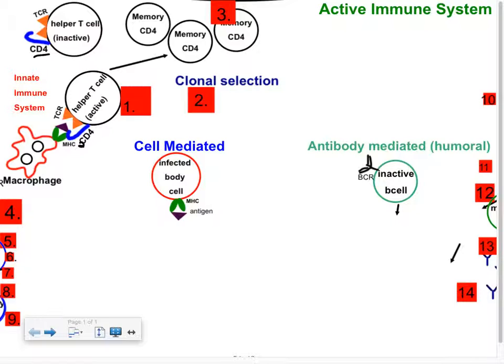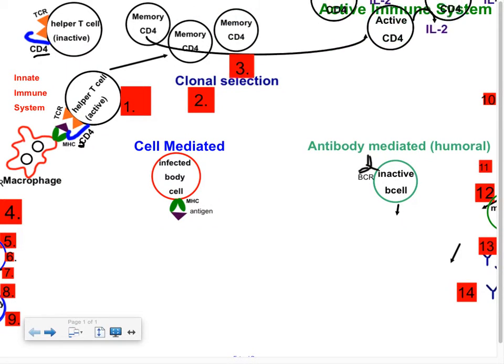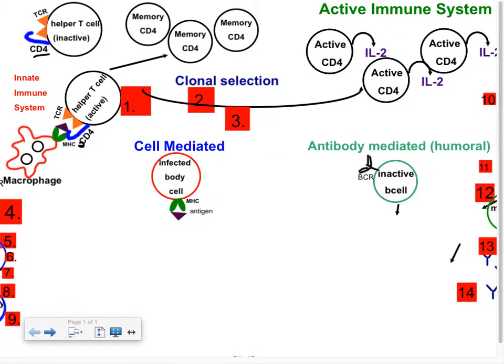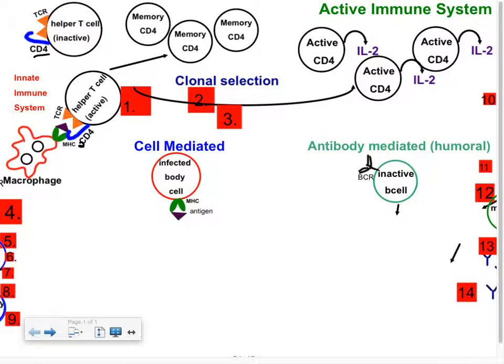Some of them become memory CD4 cells, so they remember that antigen that's encountered. Memory cells are more long-lasting. Okay. It also can become active CD4 cells. These are the effector cells.